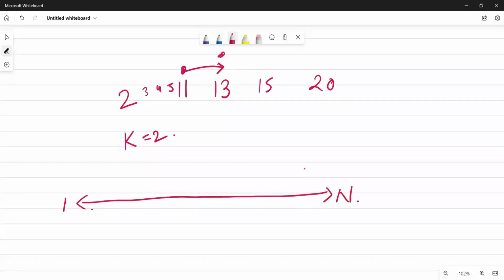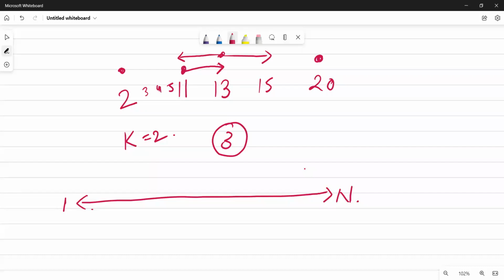But if you take a wise decision and place your antenna at 13, it will cover 11 as well as 15. You can place one antenna at 20, and one antenna at 2. So in 3 antennas, your work will be done.